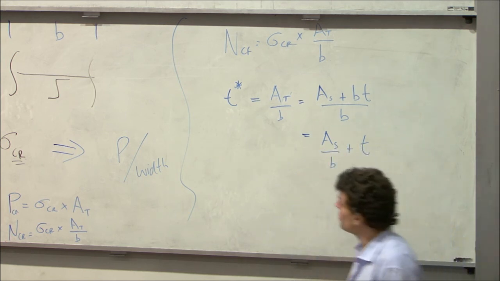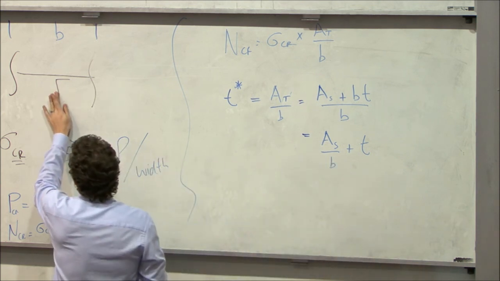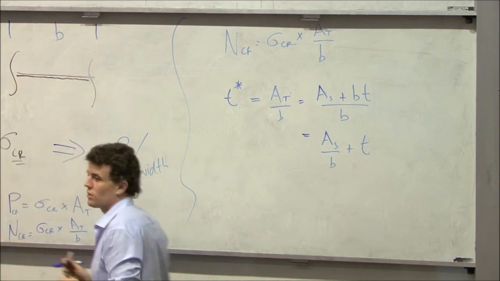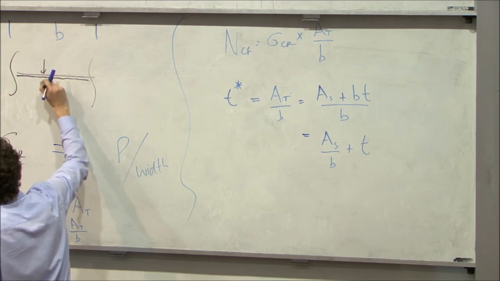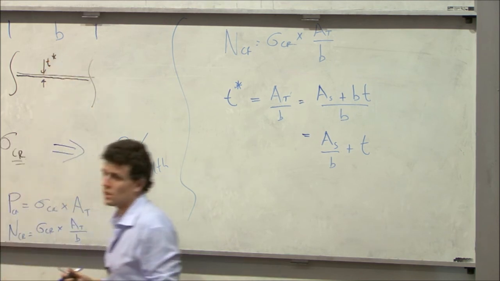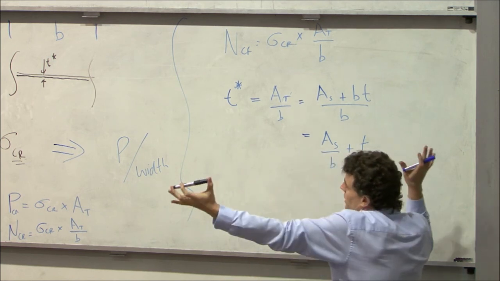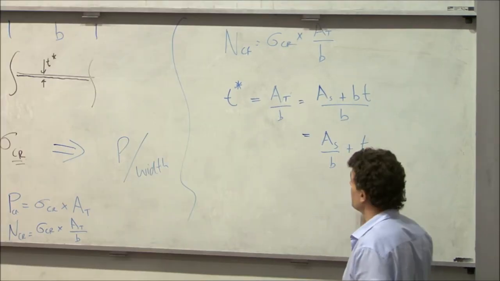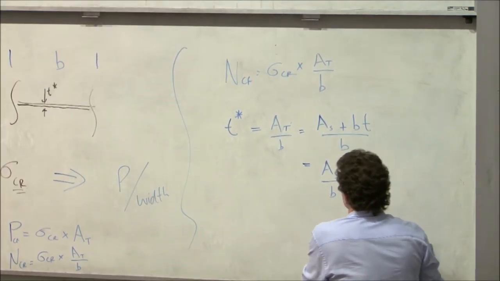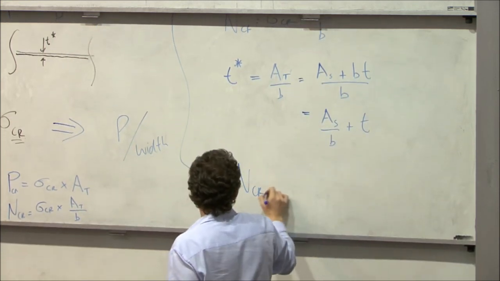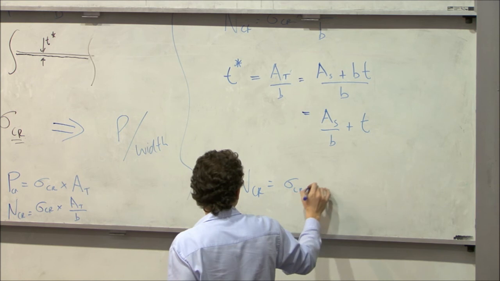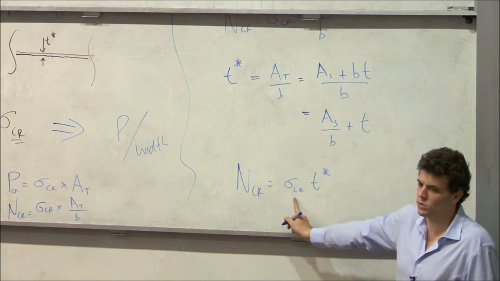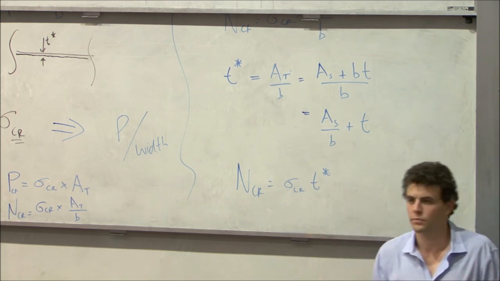What it's equivalent to is taking the area of the stiffener and smearing it out over the width so that you've got a total thickness there of t star. So it's equivalent to just spreading the area of the stiffener out over the total width of the repeating unit. So the formula that we normally see quoted in things like Megson is that the critical load per unit width is equal to the critical stress times t star.